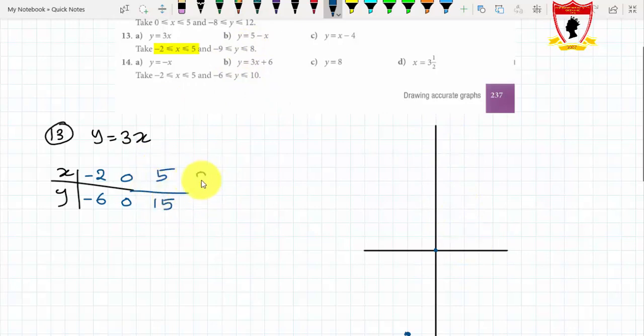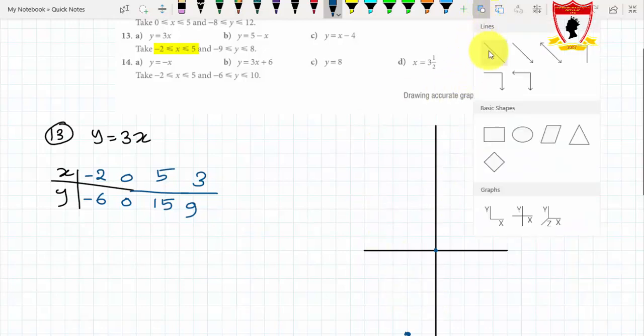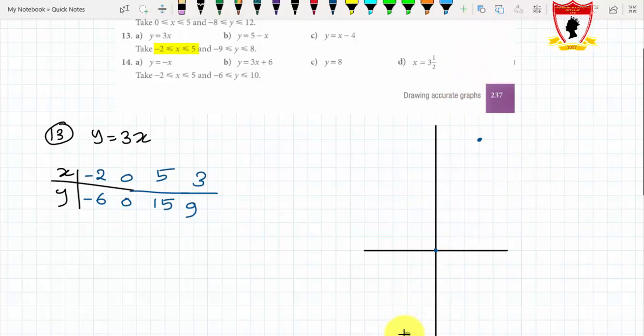Let's pick 3 for it. 3 times 3 is 9, because it gives the same graph. 3 on the x-axis is here, 9 on the y-axis is here. So done. All the 3 points form a straight line. So it's perfect. Now let's join them.